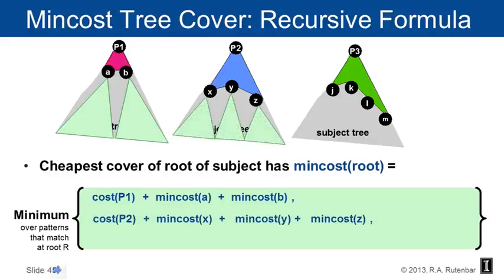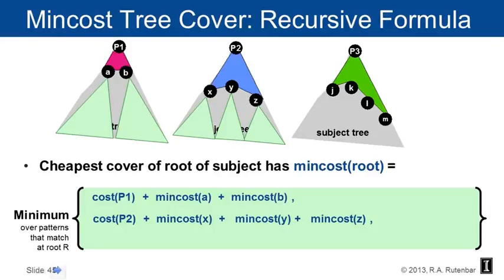What's the other thing we have to look at? Well, we have to look at what it costs to put pattern P2 at the top. It costs whatever the gate costs, cost P2, plus those three green triangles. The minimum cost of covering X, because X is the root of something else. The minimum cost of covering Y, because Y is the root of something else. And the minimum cost of covering Z, because Z is the root of something else. So cost P2 plus min cost X plus min cost Y plus min cost Z.